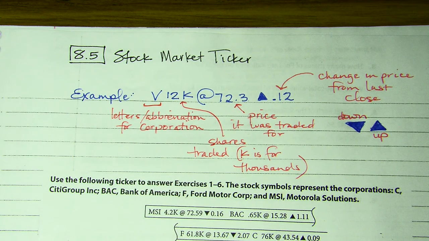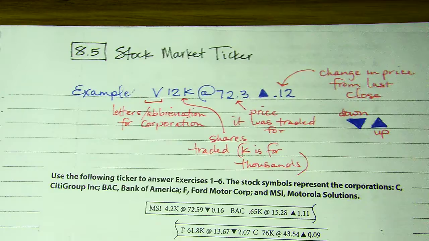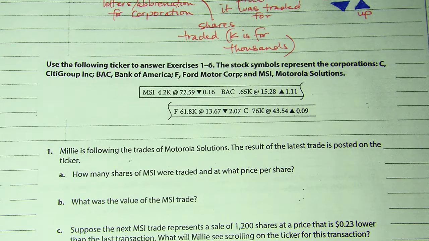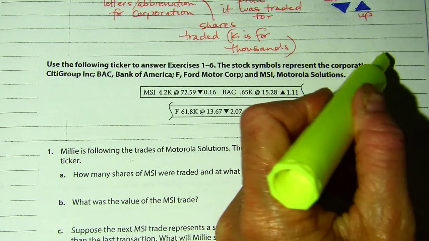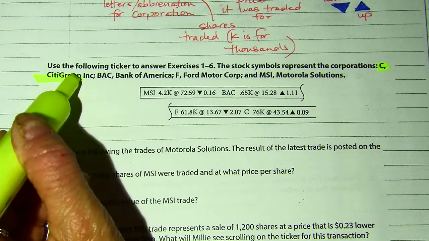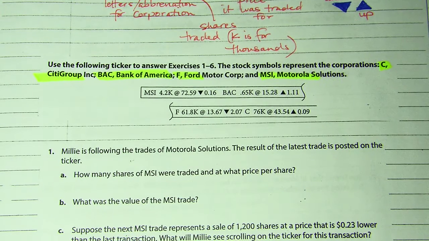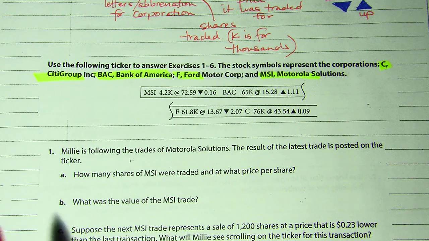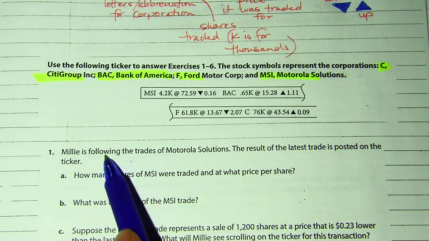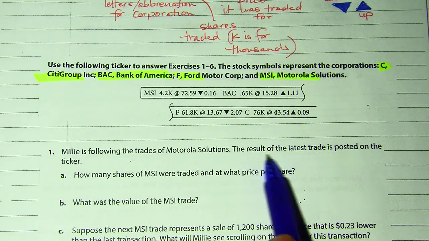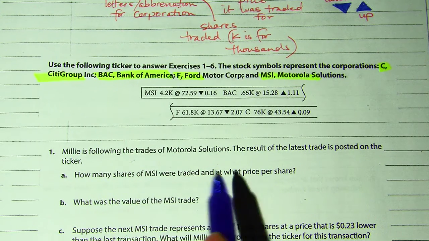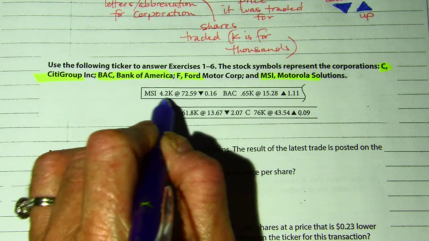So we're going to do some examples interpreting these stock market tickers, and it's very similar to what your homework looks like. I got a little coffee on here, so don't mind that. All right, so for this next one, they've gone over what each of them stands for. So the stock symbols, C stands for Citigroup, BAC is Bank of America, F is Ford, and MSI is Motorola. So number one, Millie is following the trades of Motorola Solutions. The result of the latest trade is posted above. So we're looking at the Motorola, so we're looking at this one right here.